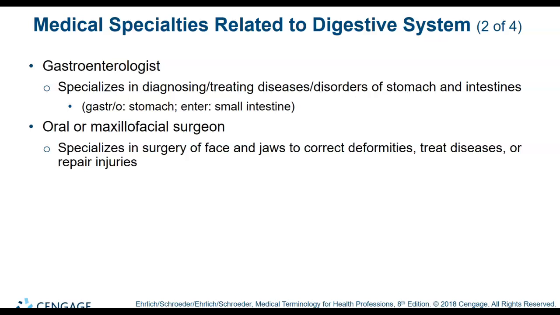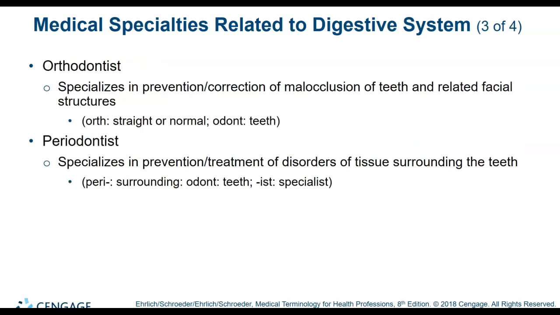Gastroenterologist, again, if we look at it, one who specializes in the stomach and small intestines. An oral or maxillofacial surgeon, again, they're going to fix face surgery, any type of jaw deformities. These are the people that we're going to go to get our wisdom teeth removed if we're having problems. Orthodontist, again, remember, a specialist in straight teeth. That is the literal definition of orthodontist. They're going to be putting braces on to align our teeth.